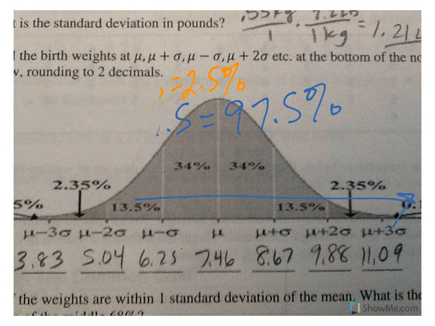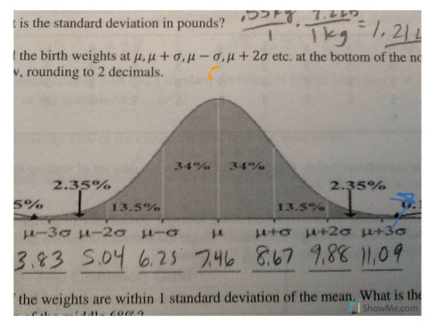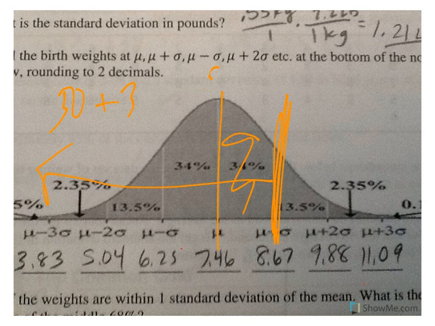And then number 9, probability a baby will weigh less than 8.67 pounds. Well, 8.67 is here. So less than that is all of these, right? So I would say, well, I know that half is 50% plus this 34%. Again, you can add them all together. But the answer for number 9 is 84%.